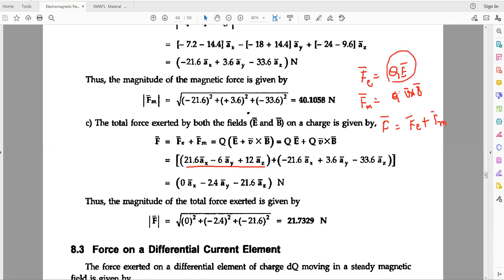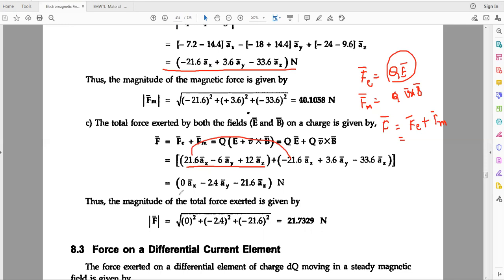The charge is multiplied with the electric field. We get the coefficients 21 and something. And Fm bar is equal to, this is the total function, minus 21.6 AX plus 3.6 AY and minus 33.6 AZ. You can add the two functions according to that. The AX bar coefficient adds with this AX bar coefficient.